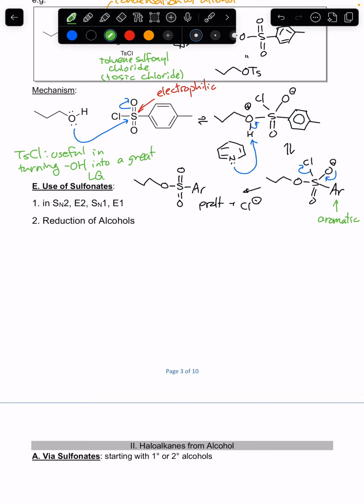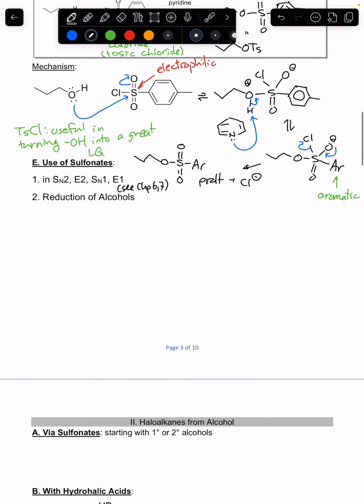And that's going to be really important when we think about synthesis of compounds, right? As a synthetic chemist, you might want a particular alcohol to be a good leaving group, but alcohol is not a good leaving group. What can we do? We could make it into a tosylate sulfonate group. So we've already seen how sulfonates are useful in SN2, E2, SN1, and E1 reactions. And of course, I'll just refer you to chapters 6 and 7 notes. But it's also useful for reduction of alcohols to alkanes, as we'll see here.